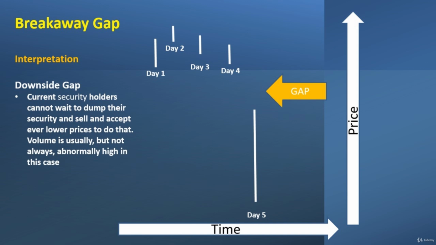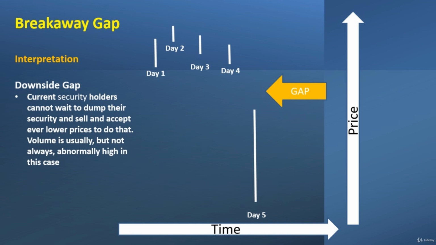And what that means is that current security holders want to get out of it. They want to dump this security and sell it, and they're even willing to accept even lower prices to do that. They're willing to go even lower than the low of the range the previous day. They just want out. And volume, again, is usually, but not always, abnormally high in this case as well. Again, there's some kind of event, something's happening, and there's a mass movement either up or down.